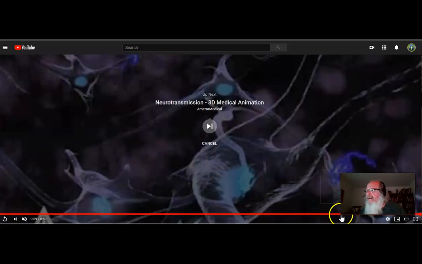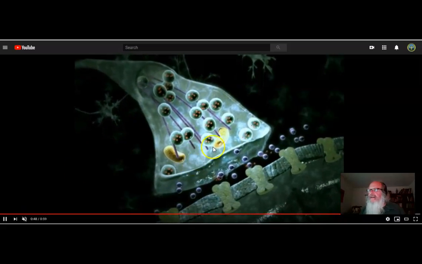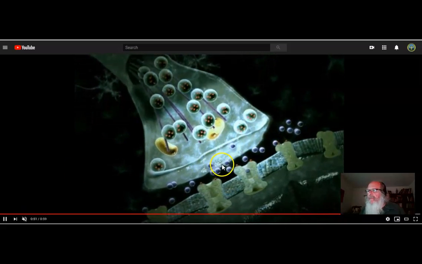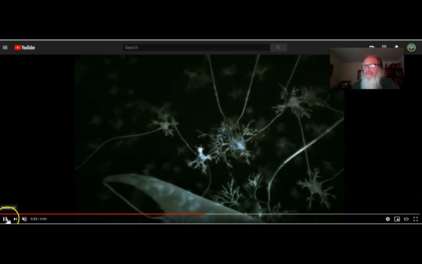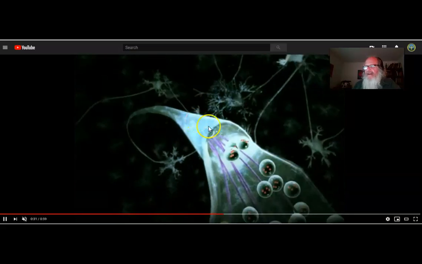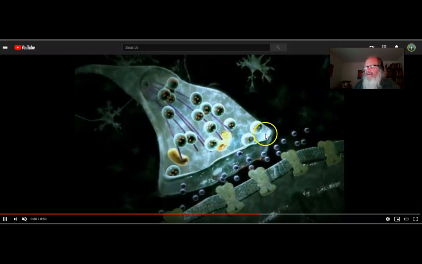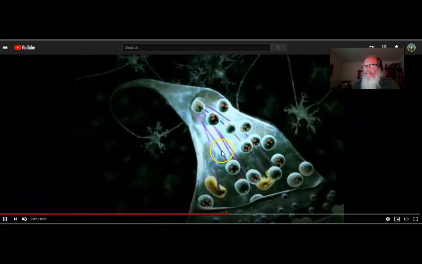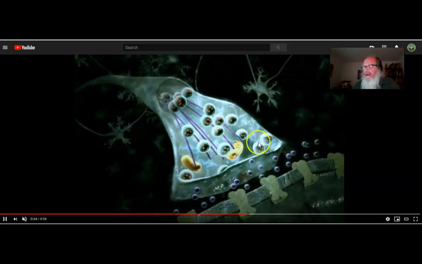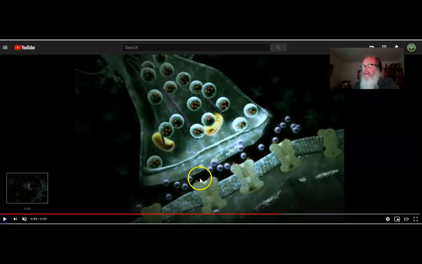Let's watch that again. So the white area pushes these spheres up, which release the little red dots. The white flashy area pushes down to the end of the neuron and pushes these spheres that are filled with little red dots up. So this white flashy area gets to the end of the neuron and pushes these spheres up against the cell membrane.